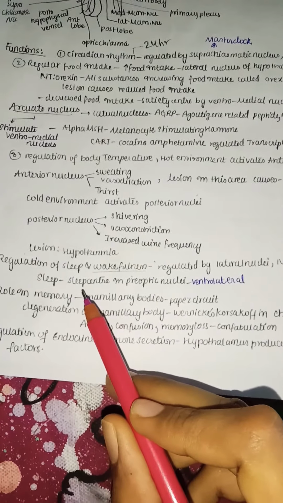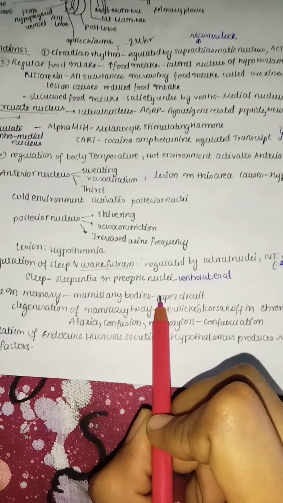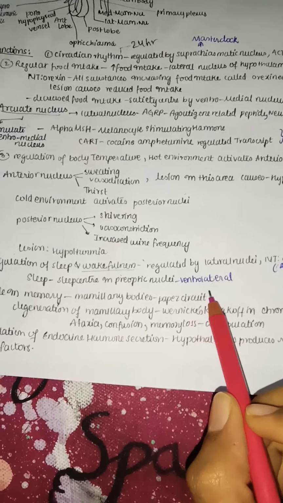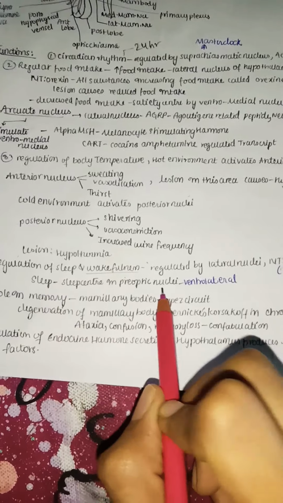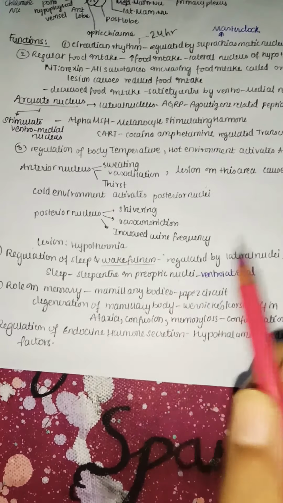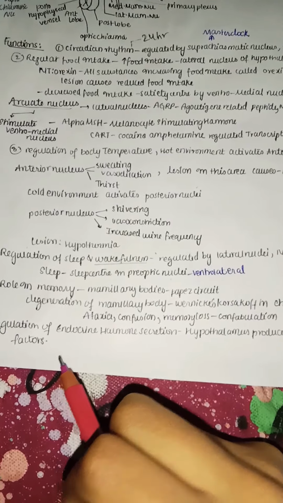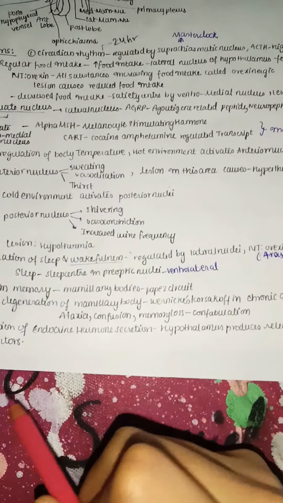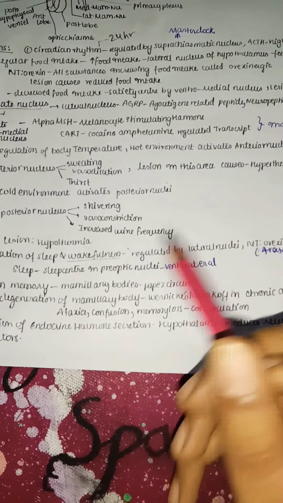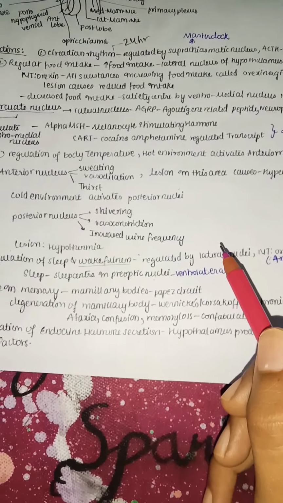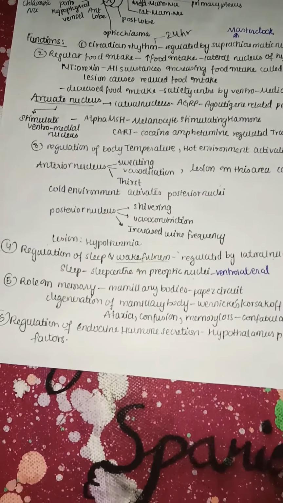And for sleep, we have the sleep center, especially in the preoptic nuclei, especially on the ventrolateral side. So the sleep center is in the preoptic nuclei of the hypothalamus. This is how sleep and wakefulness are regulated, mainly by the lateral nuclei. So the lateral nuclei have two functions: increase food intake and also regulate the sleep and wakefulness cycle.